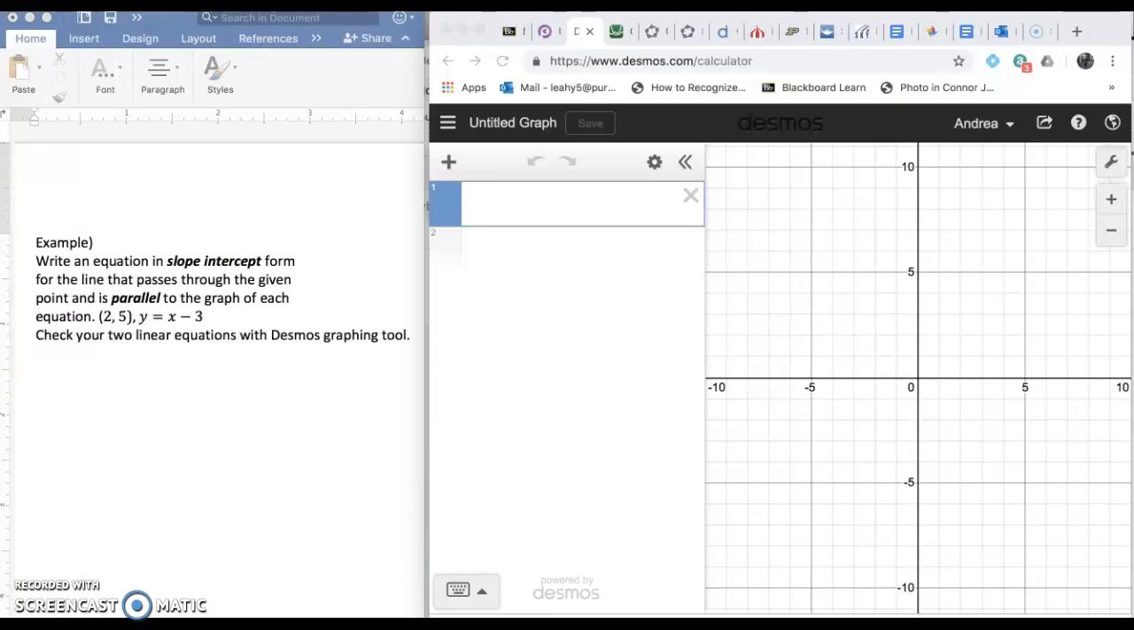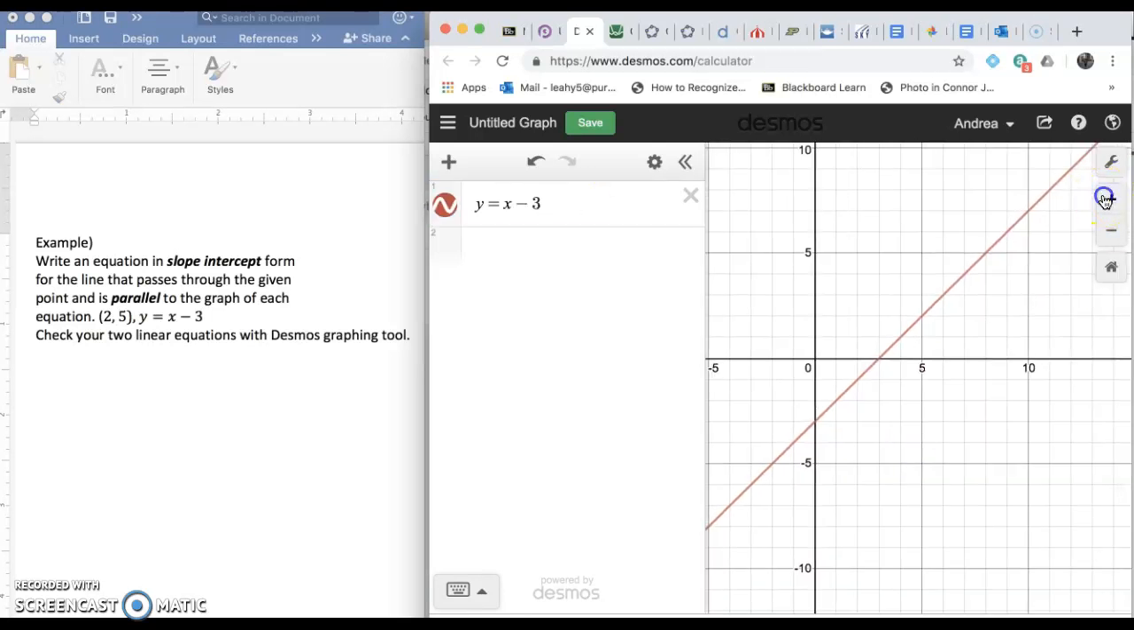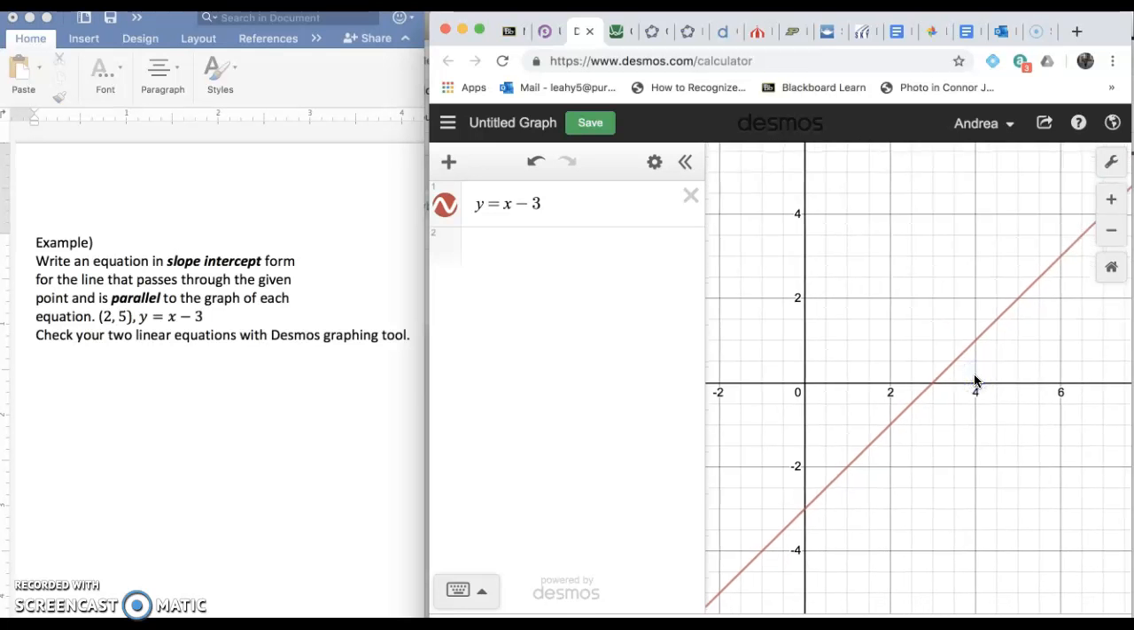In Algebra 1, this would be a good example for students to be able to see lines that are parallel. By using the Desmos tool, students will be able to type in the equation y equals x minus 3, and they can zoom around, they can zoom in if they want. The example here is to come up with another line that passes through (2, 5) and is parallel to this y equals x minus 3.